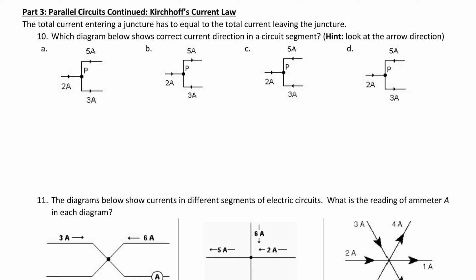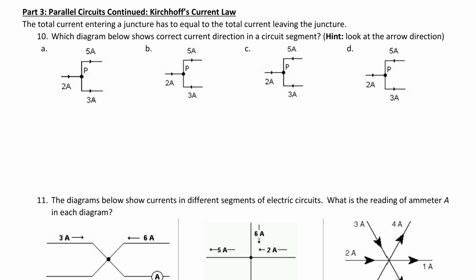We have to get some better diagrams on this. But it says, okay, so it's giving you a definition. The total current entering a junction has to equal the total current leaving the junction. That's cool. Number 10, which diagram below shows correct current direction in a circuit segment?